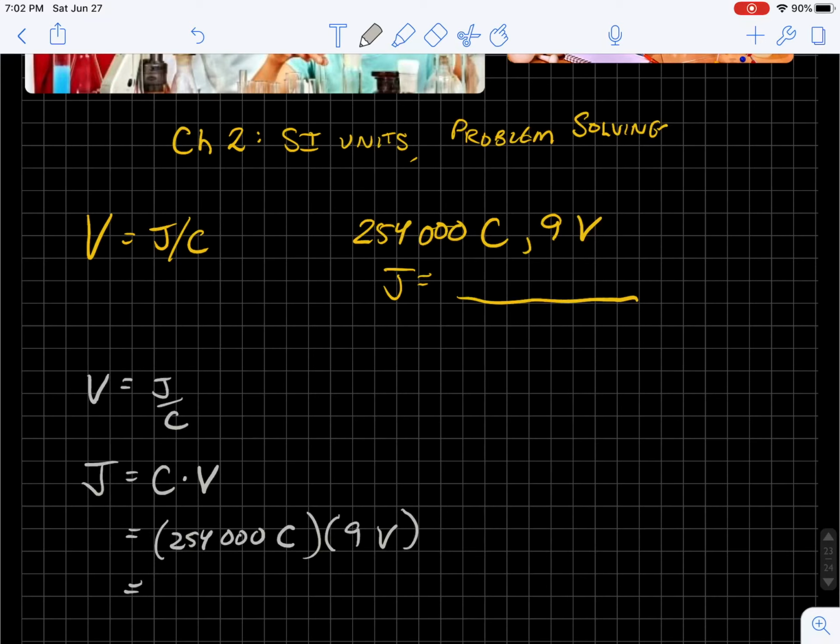Even though I should be able to do that in my head, I'm going to use the calculator anyway, because why should I make a silly mistake? I get 2,286,000. Now, technically with sig figs here, the 9 volts means to only use the first digit, so we would round this down to 2 million. But I'm going to be reasonable here. Since the other one has 3 digits, I'm going to write 3 digits, non-zero digits, that is. So 2,290,000 joules of energy would come from that battery.